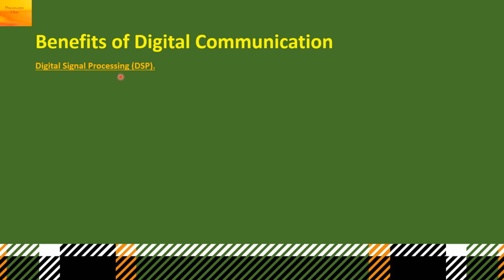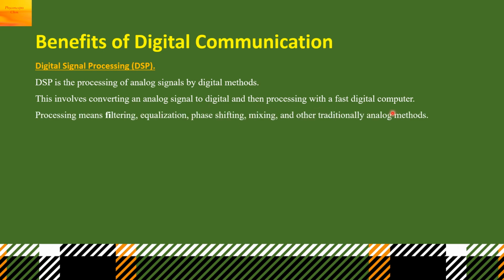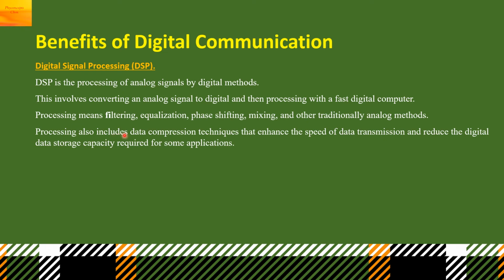Next, digital signal processing, that is DSP. It is the processing of analog signals by digital methods. This involves converting an analog signal to digital and then processing with a fast digital computer. Processing means filtering, equalization, phase shifting, mixing, and other traditionally analog methods. Processing also includes data compression techniques that enhance the speed of data transmission and reduce the digital data storage capacity required for some applications.